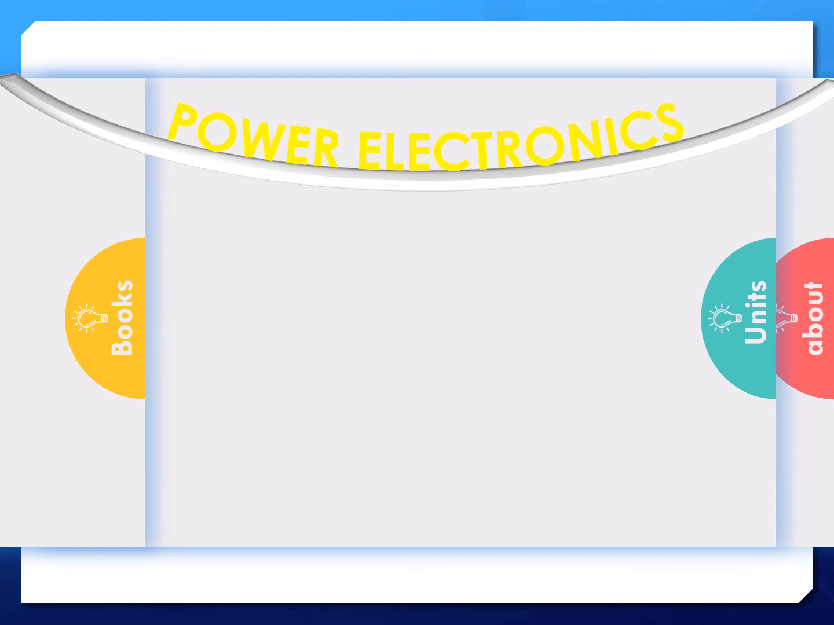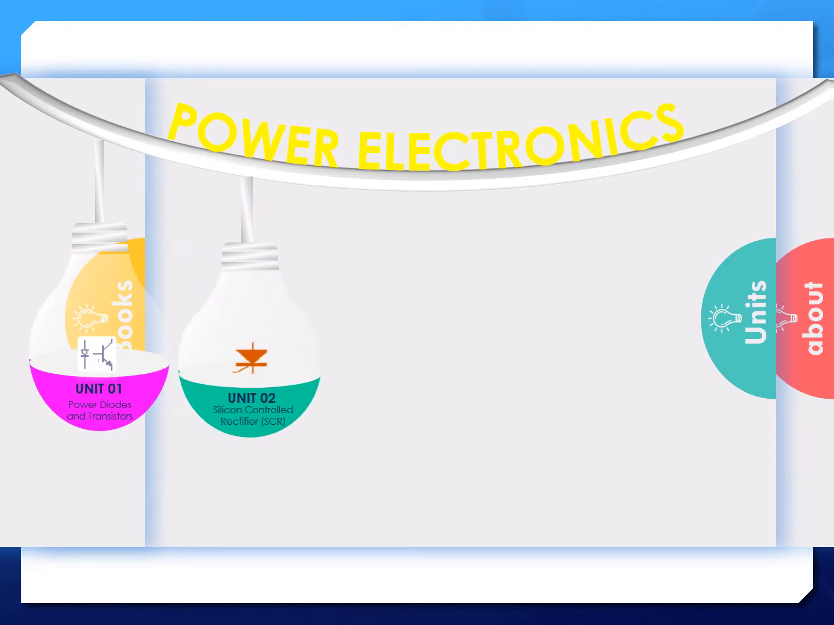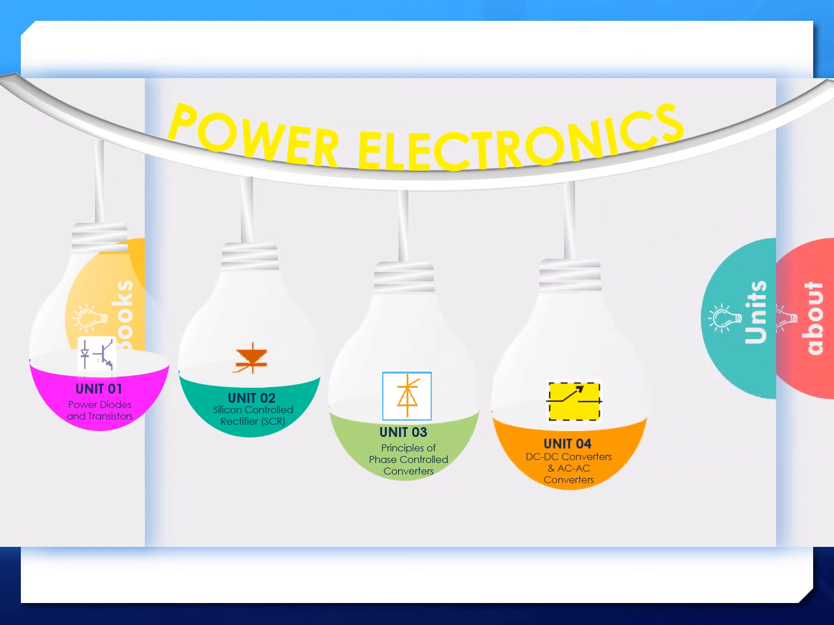We'll discuss brief topics of units. One is power diodes and transistors, that is the first unit, and second unit silicon controlled rectifiers, third unit principle of phase control converters, and fourth unit DC to DC converters and AC to AC converters. Last unit, that is the inverters. So these are the 5 topics in your course.